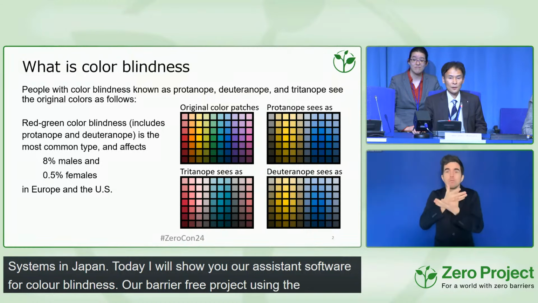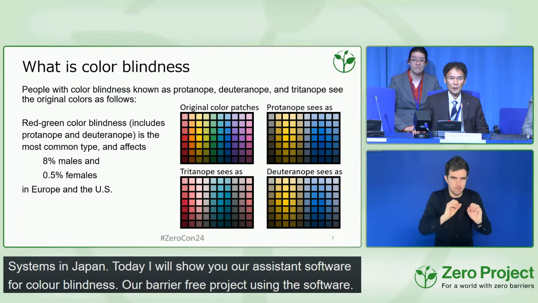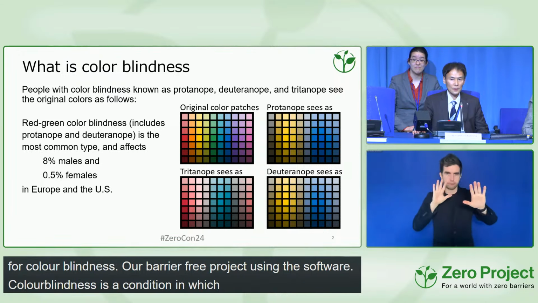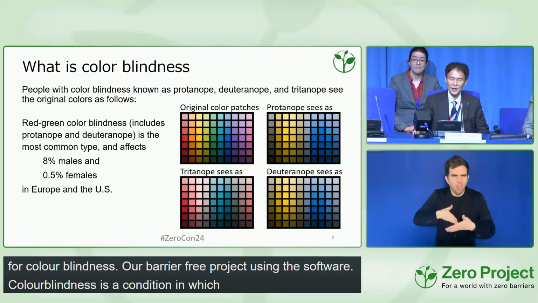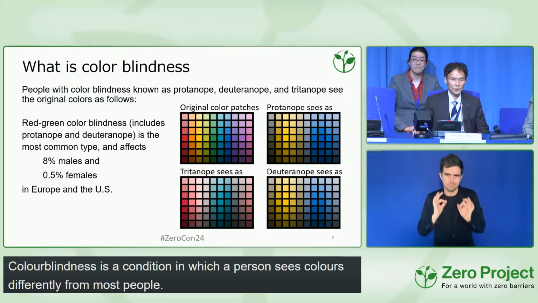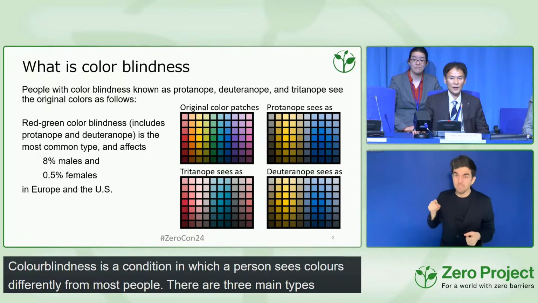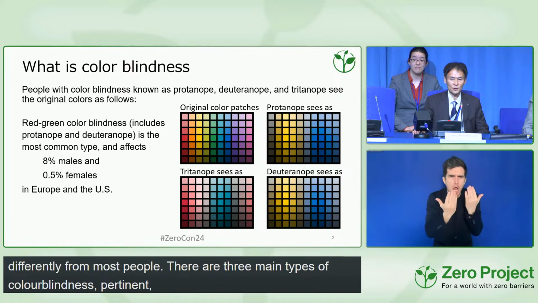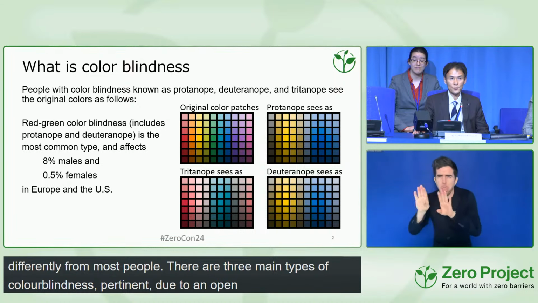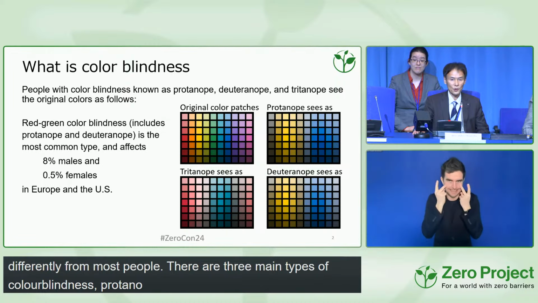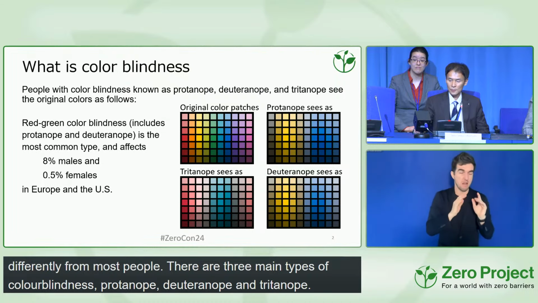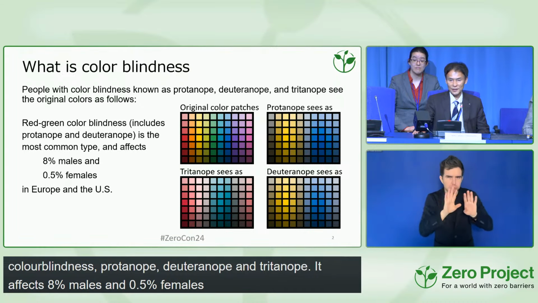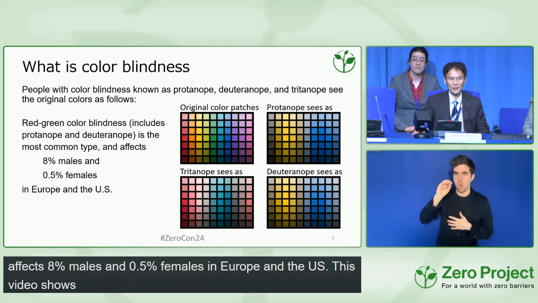Let's begin. Color blindness is a condition in which a person sees colors differently from most people. There are 3 main types of color blindness: protanope, deuteranope, and tritanope. And red-green color blindness is the most common type and affects 8% of males and 0.5% of females in Europe and the US. This figure shows each type of color blindness. See the upper left original color patches.